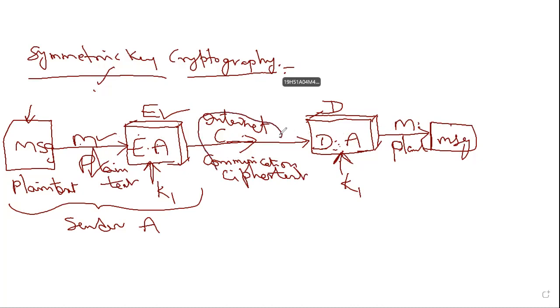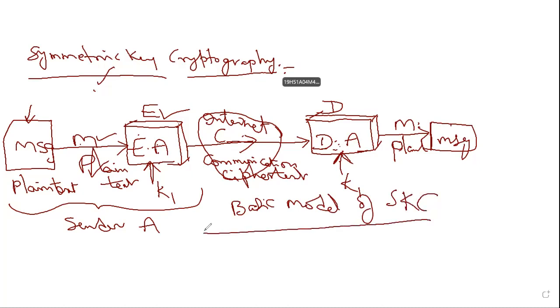They may use internet or any other communication channel to send that particular information to the receiver, right? So this is the basic model of symmetric key cryptography. I'm writing the short form. This is the figure or diagram which represents the basic model.